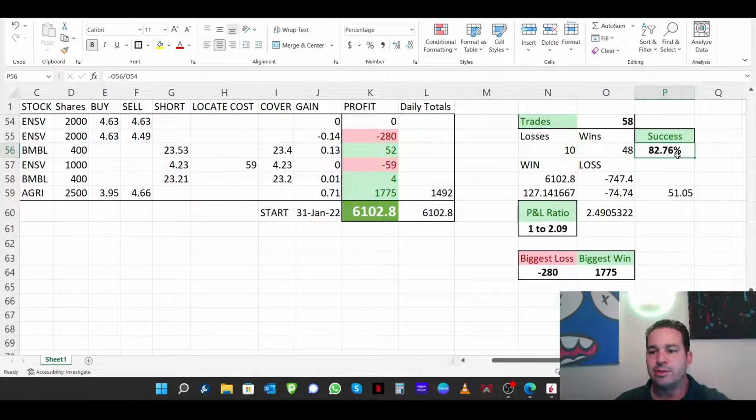My percentage of success at this moment is 82.76%. Again, the reason is because you're waiting for the proper setups. And then the profit loss ratio, 1 to 209. Biggest loss is 280. Biggest win is 1775.